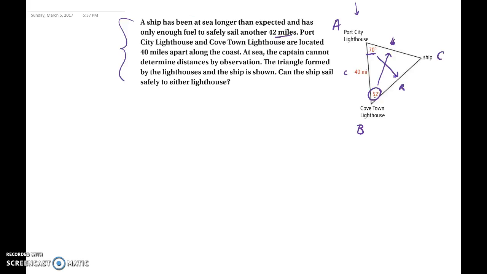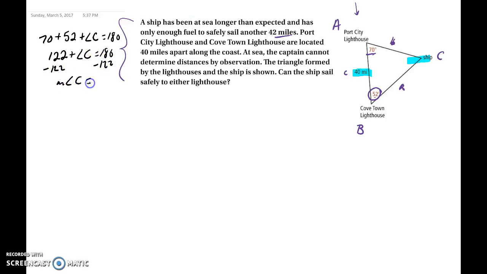So the first thing we're going to do, in order for us to solve for this, we're given this side here, which then means we need to know the angle opposite of it. But we're given 70 and 52 degrees, so we can just simply add those together, set it equal to 180 and subtract. So 70 plus 52 will be 122, plus angle C is equal to 180. So then we subtract over 122. So that means the measure of angle C is then equal to 58 degrees. So I know that this is 58 degrees.